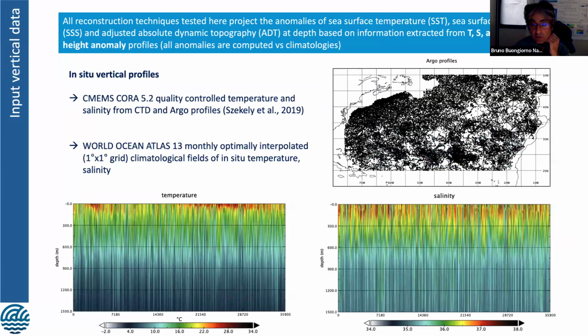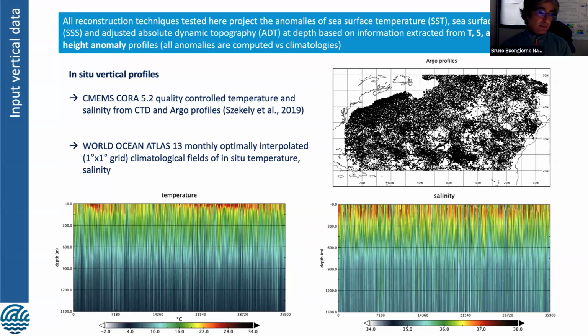And the data that we use to learn how to do that are, of course, in situ profiles. What we used is mostly profiles taken from Argo platforms and CTDs. We also used a climatology to work with anomalies with respect to climatology, because we tested in the past that it's much easier to learn how to reconstruct anomalies with respect to climatologies than to learn the full dynamics of the system. So anomalies are easier to learn.